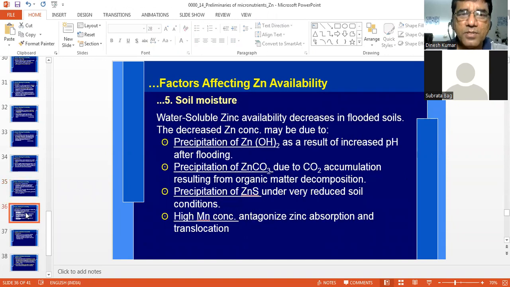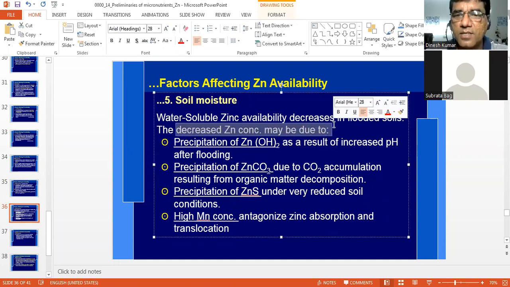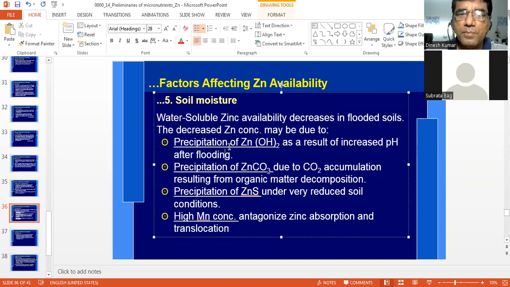And now the question comes, you can know a little more about it. Water-soluble zinc availability decreases in flooded soils. The decreased zinc concentration is due to, number one, precipitation of zinc hydroxide as a result of increased pH after flooding. Number two, precipitation of zinc carbonate due to carbon dioxide accumulation resulting from organic matter decomposition. Number three, precipitation of zinc sulfide under very reduced conditions.